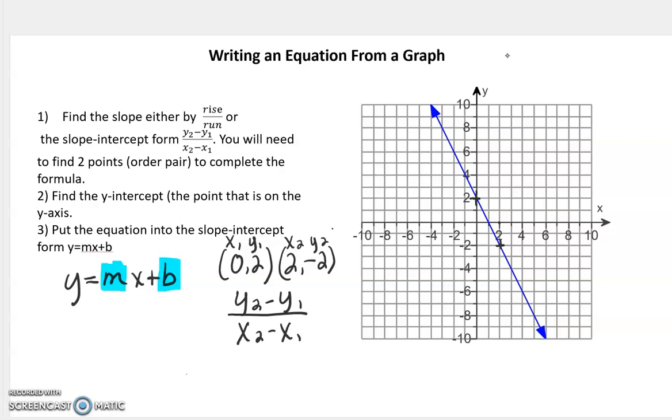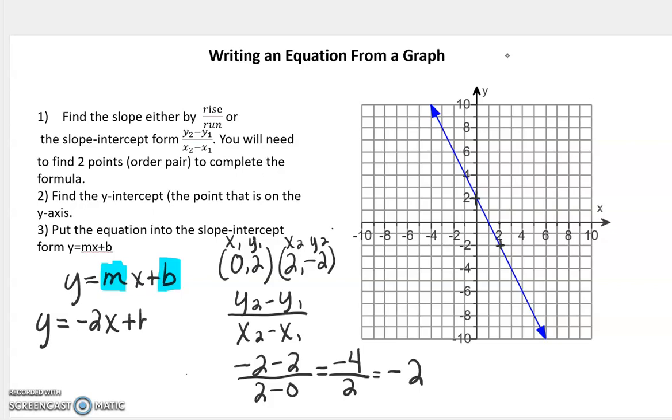Now go ahead and fill in these. So y2 is right here, -2, minus y1, which is 2, over x2, which is 2, minus x1, which is 0. This comes out to -2 minus 2, which is -4, over 2, which is actually -2. So our slope is -2. What I'm going to do here is rewrite it over here. I'm almost done. I just need to know my y-intercept, and I can have the whole equation figured out. So instead of m, we have -2x plus b.